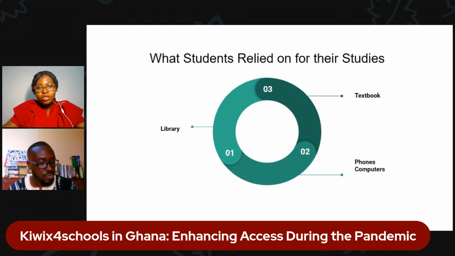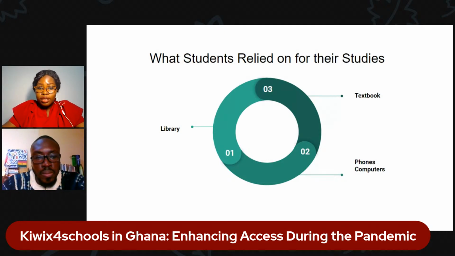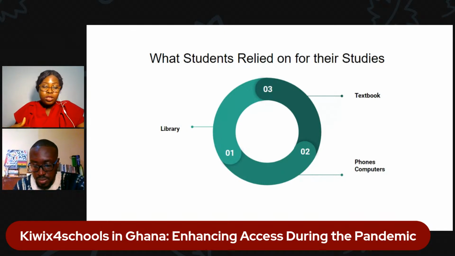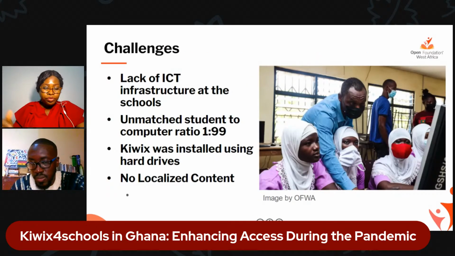And we also wanted to find out what students relied on for their studies. A lot of students said that they actually relied on their textbooks for their studies. Others said they sometimes used phones or computers, and others said they had to use the school library, which was the only library that they could have access to. So these were some of the things that students had access to.